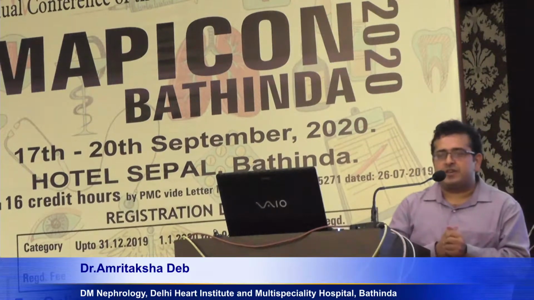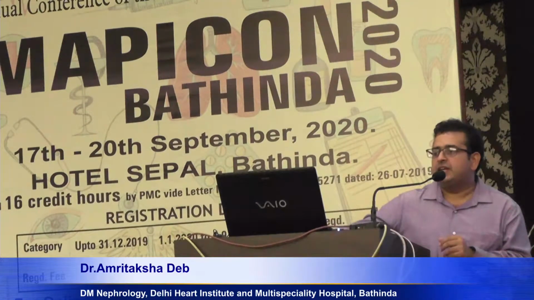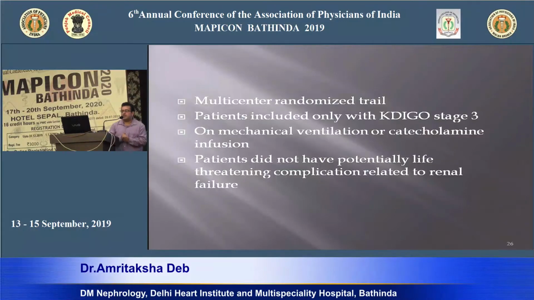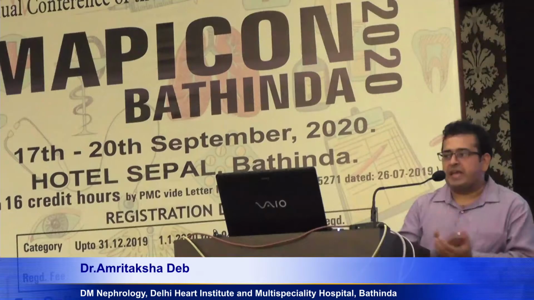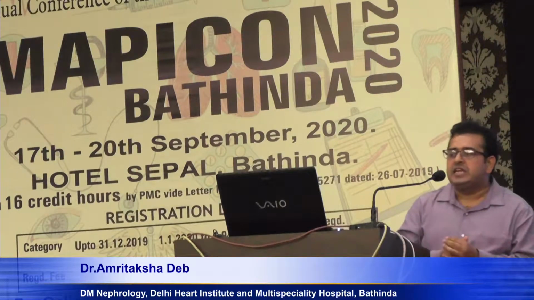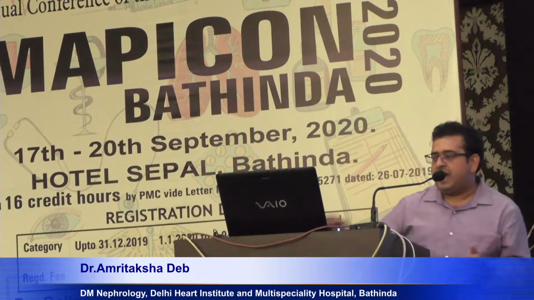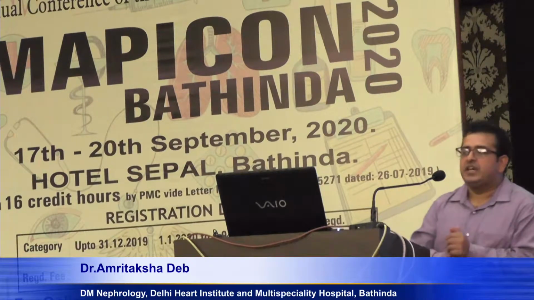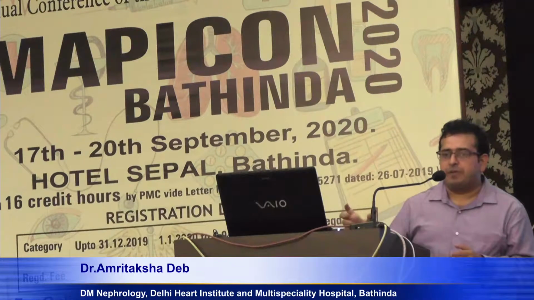Along with this, two other studies came up. One was the AKIKI group study, which was from France, and this was a multi-center randomized controlled trial. They included only patients with KDIGO stage 3 with mechanical ventilation and requirement for catecholamine infusions. They did not have any potentially life-threatening complications of renal failure that we talked about, and they were subjected to an early strategy in which they were put on dialysis immediately versus the delayed strategy in which only those who developed the particular indications were dialyzed.